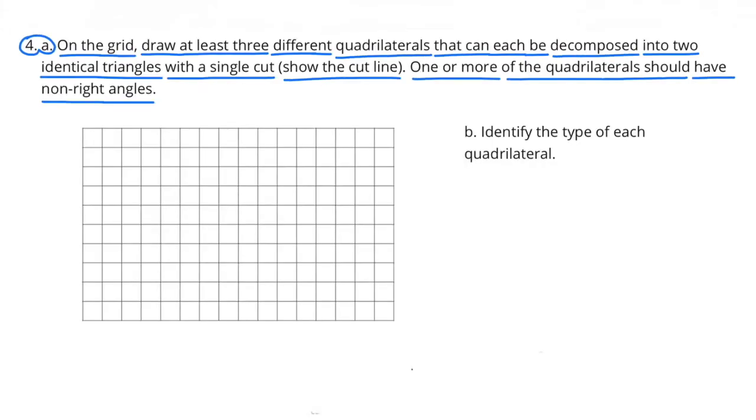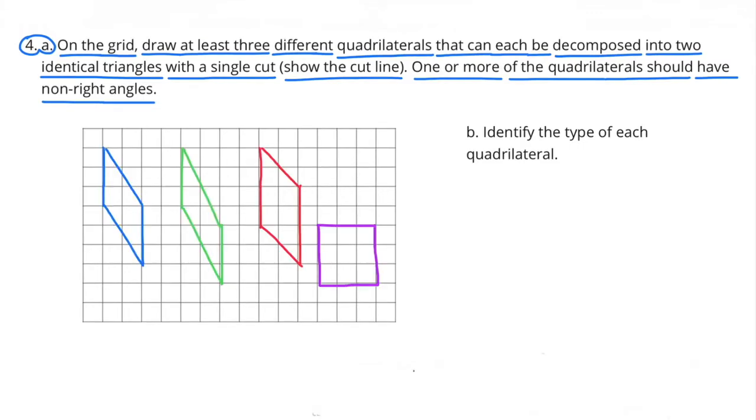Number 4A. On the grid, draw at least 3 different quadrilaterals that can each be decomposed into 2 identical triangles with a single cut. Show the cut line. 1 or more of the quadrilaterals should have non-right angles.